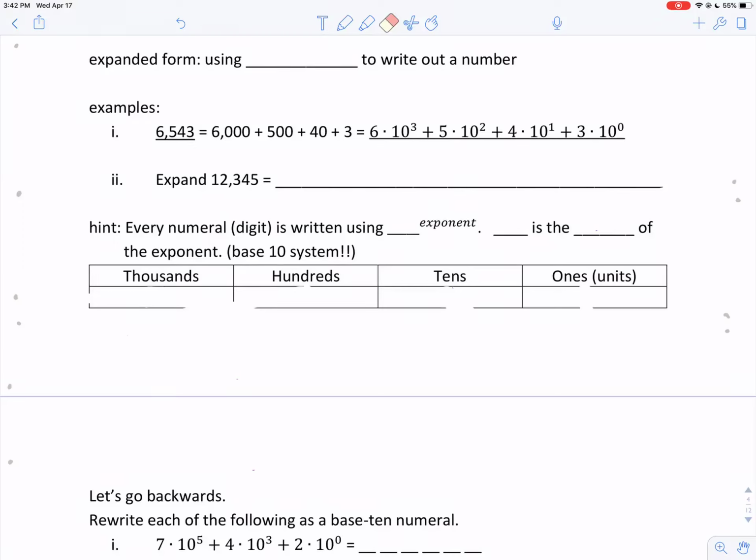A very important concept in numeration systems is writing a number in expanded form. That means to write a number using exponents. Look at the example below. 6,543. You've probably seen that written as 6,000 plus 500 plus 40 plus 3. In expanded form, though, we need to use exponents to write the number.